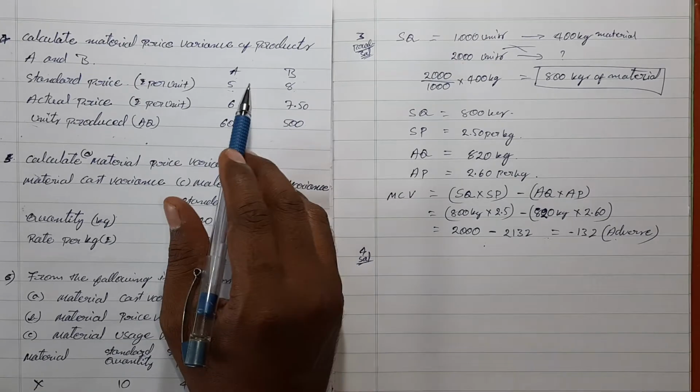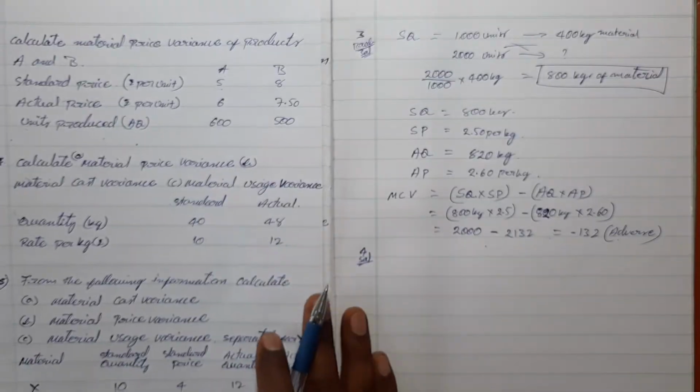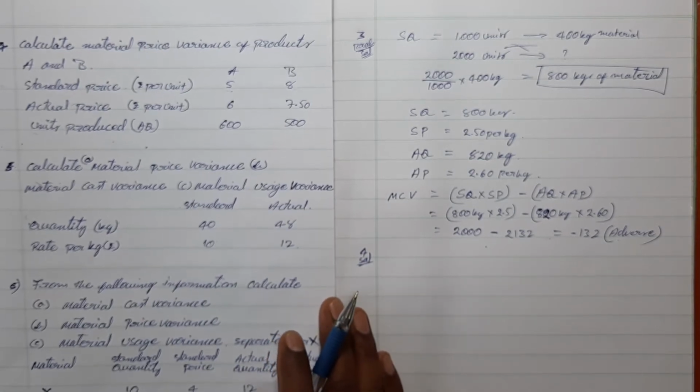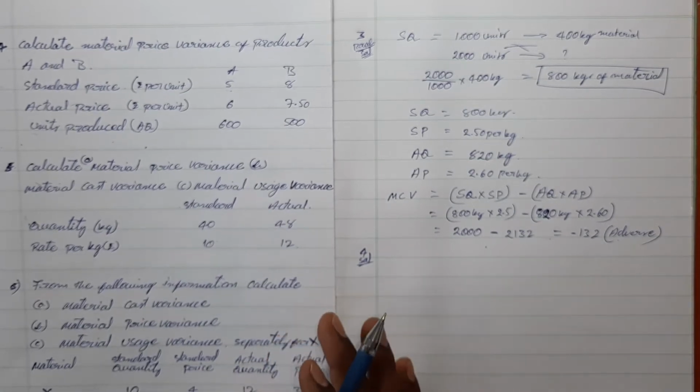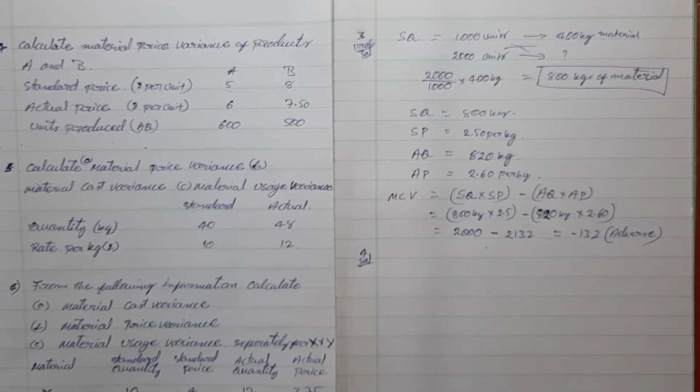Here two components are given, that is, two types of materials. Whenever it is given like this, we should compute individually. For A, compute separately, and for B, compute separately. Finally, add both. Whatever the price variance of A and price variance of B, we should add them.